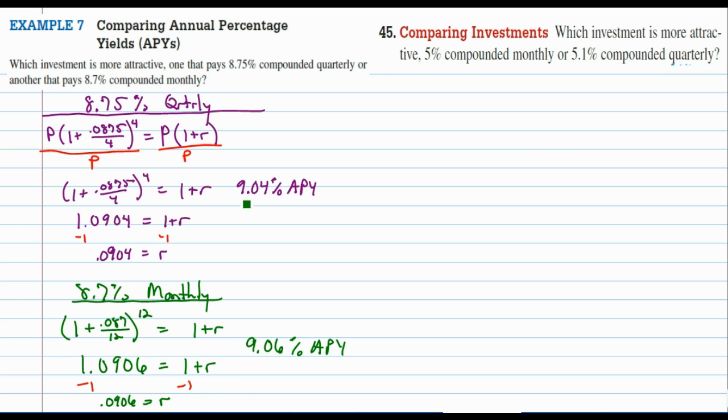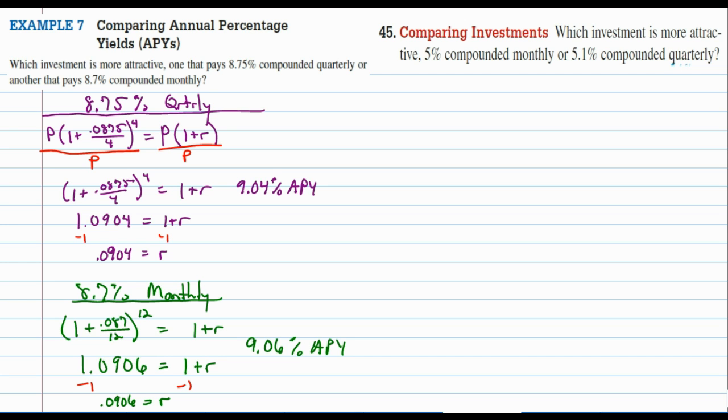So I'm only going to earn 9.04% at the end of the year for this first investment. The second investment, I'm earning 9.06%. Now I know what you're thinking. Well, it's like 0.02%. What does that matter? I'm sorry, but do you want more money or don't you want more money? Because I do. All right, then now try problem number 45, it's the same exact setup.